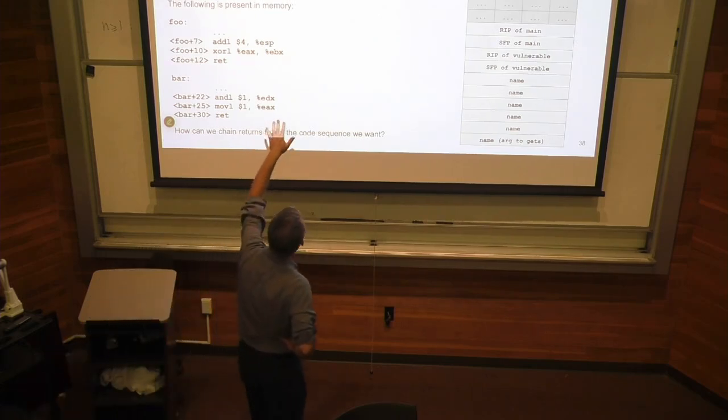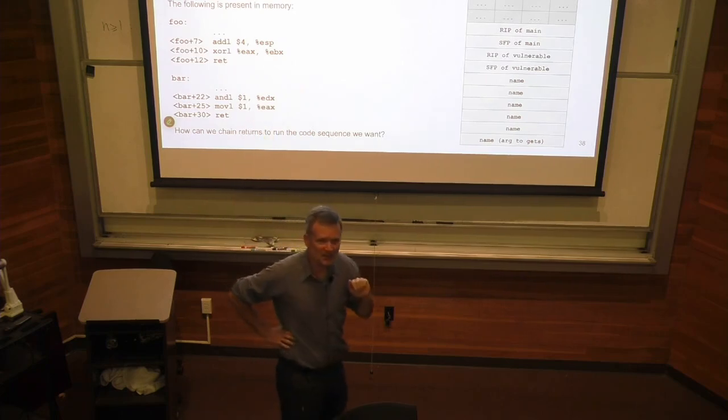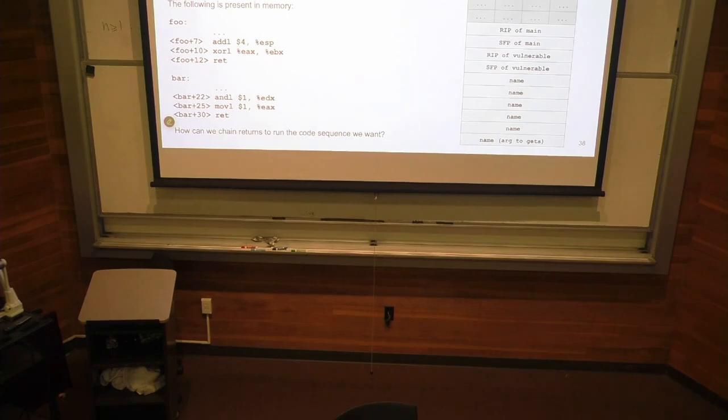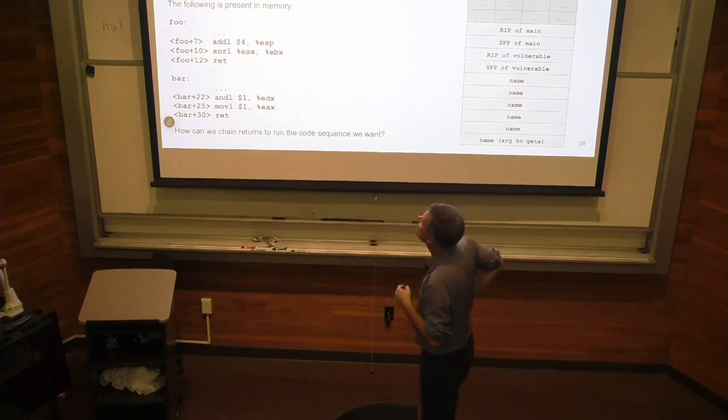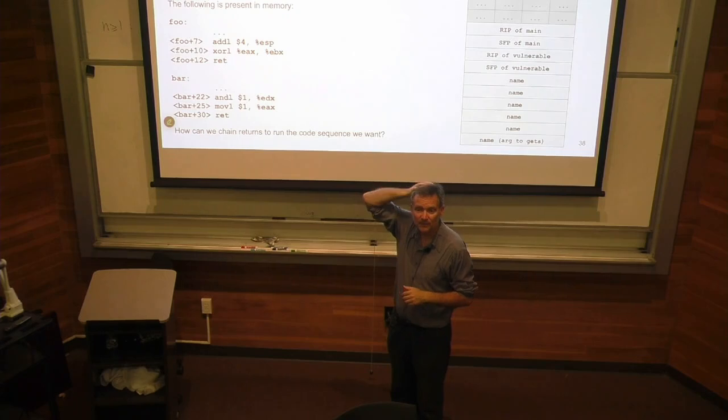Suppose that our shell code involves 2 lines of assembly code that I would like to execute. But I can't put the shell code into the code region. I can only use whatever is already there in the code region. And suppose that I, as an attacker, find in the code region these 2 snippets, amongst other stuff.